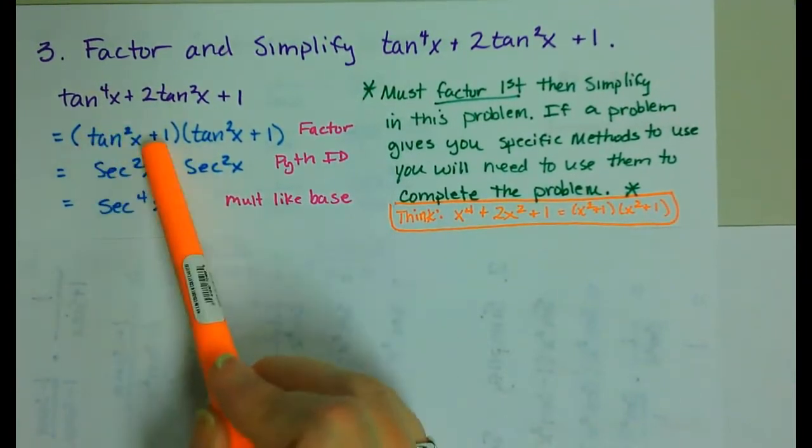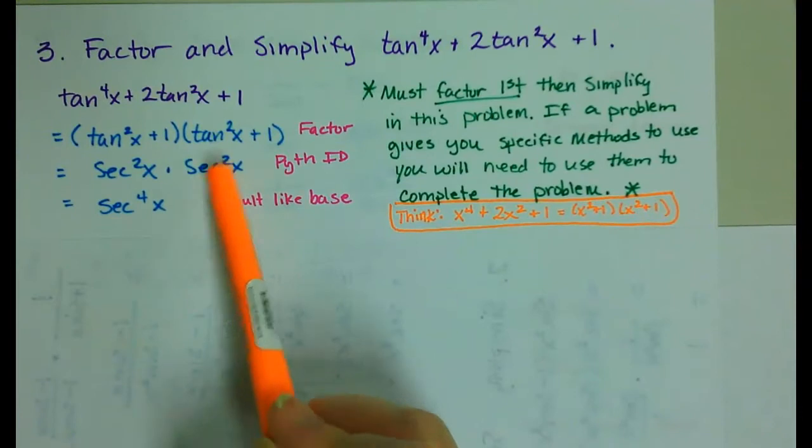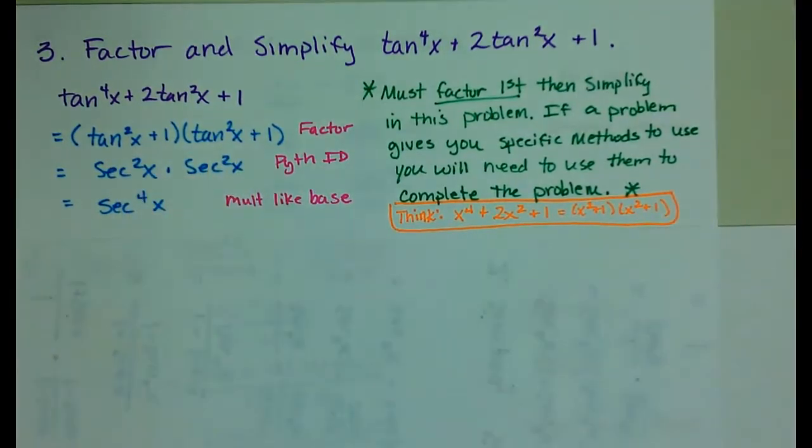All right, so now I have my factorization. I see Pythagorean identities here and here, so I make that substitution. And when I multiply like bases, I add the exponents, so my answer is secant to the 4th x.